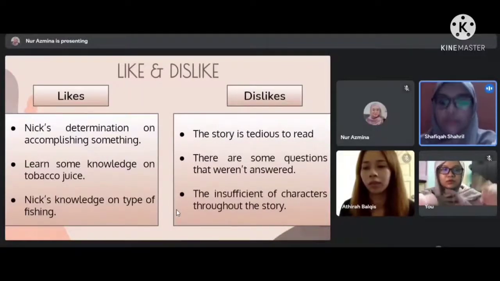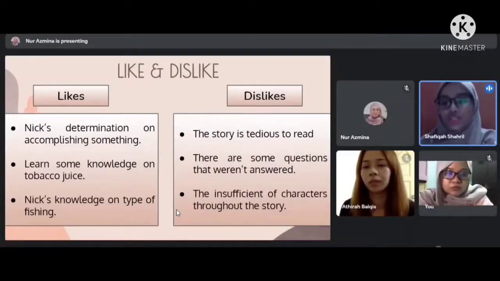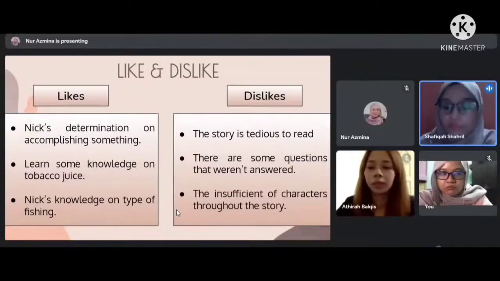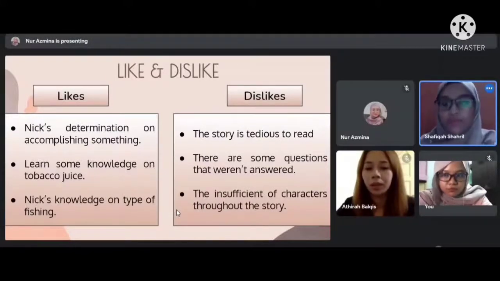Next, there are also some dislikes. As new readers of this short story, without any prior knowledge about the author or about this story, we would not be able to understand the deeper meaning of this story. So first of the dislikes is that the story is tedious to read. It is too long and slow for readers like us.